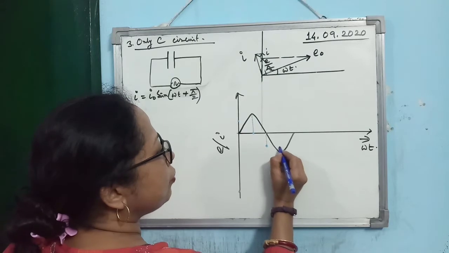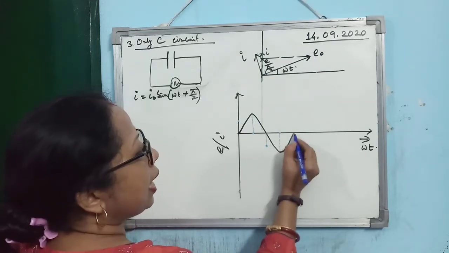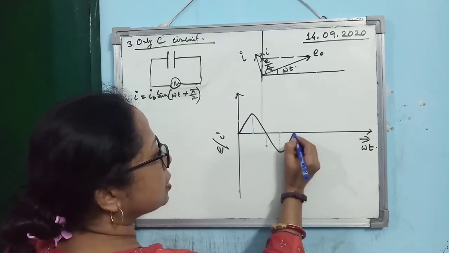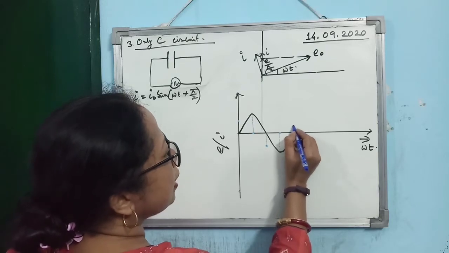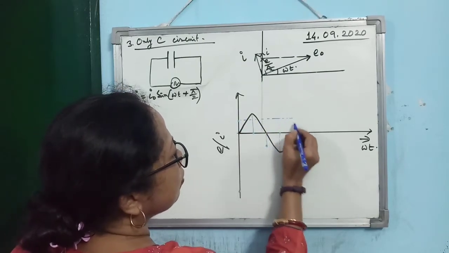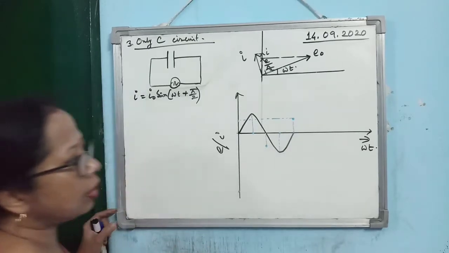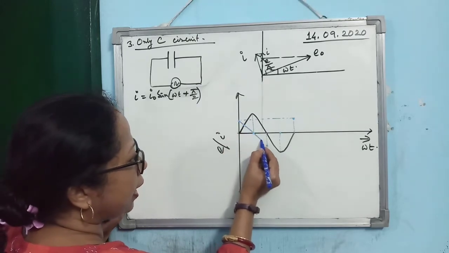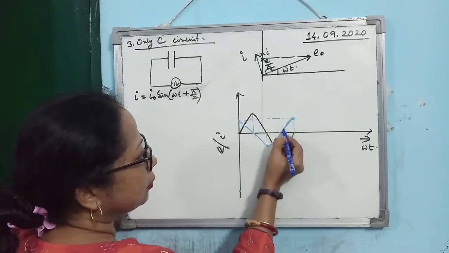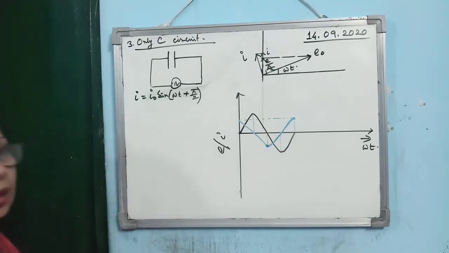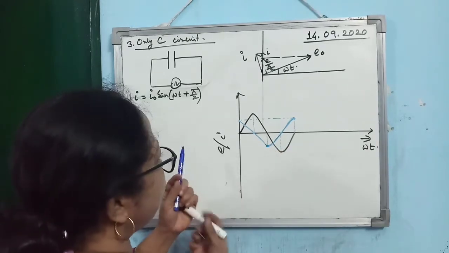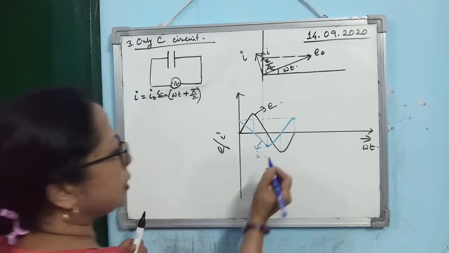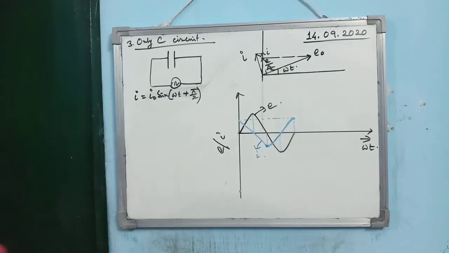Again, when EMF is maximum, current is 0, and when EMF is 0, then current will be maximum but it will be in the opposite direction. Alright, so these are the points for current we have got. If we join it by free hand, then this is the graph for current. So this is EMF, this one is for EMF, and this one is for current. Alright, alternating current in the circuit.